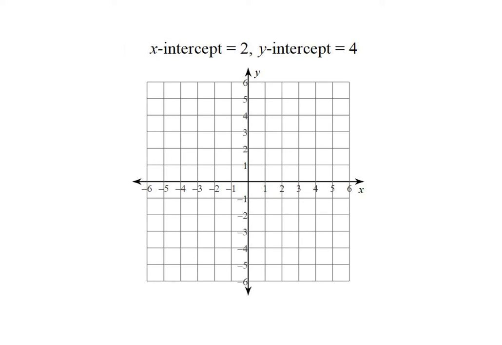So again, if we're given the x and y intercepts, we can graph by plotting those 2 points. So the x-intercept is 2, the y-intercept is 4. You can connect the dots to create a graph.